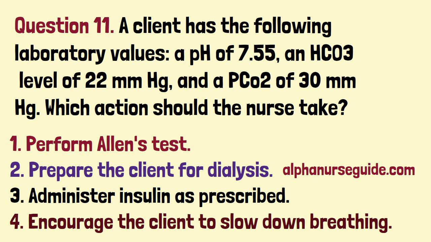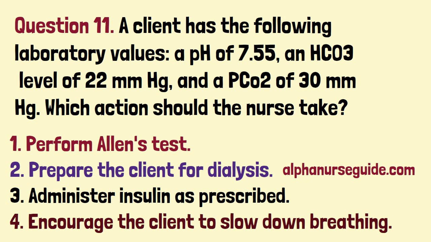The correct answer is 4. Encourage the client to slow down breathing. Rationale: the client is in respiratory alkalosis based on the laboratory results of a high pH and a low PCO2 level. Interventions for respiratory alkalosis are the voluntary holding of breath or slowed breathing and the rebreathing of exhaled CO2 by methods, such as using a paper bag or a rebreathing mask as prescribed.